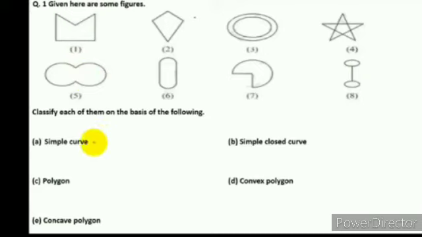Now, simple curve means it should be a single figure. It does not have any parts. So they are 1, 2, 5, 6, and 7. It is a single figure bounded by line segments or curves, but it should be single. First, second, fifth, sixth, and seventh are simple curves as well as closed curves.